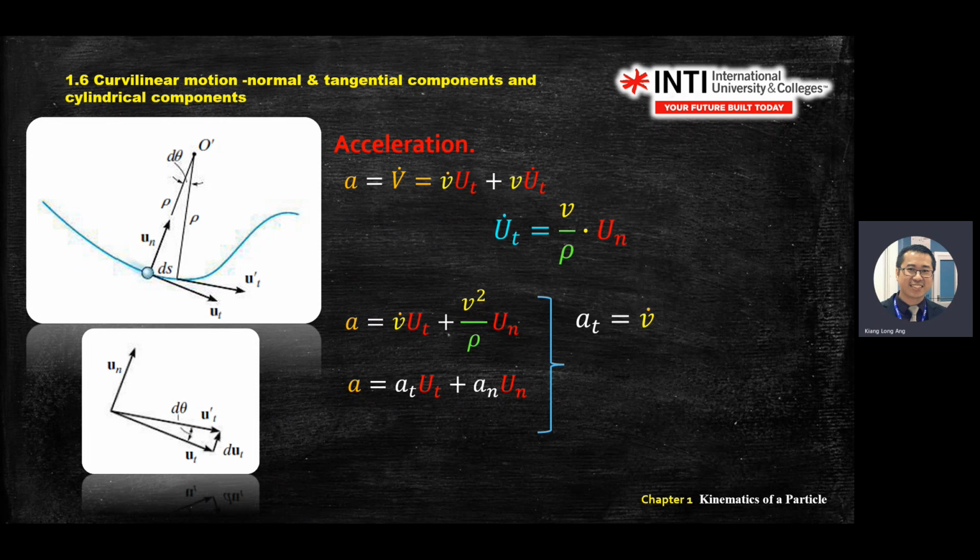What is your a n? You need to memorize. a n is v squared divided by rho. What is rho? Radius of the curve. So memorize this equation. Every time you see curvilinear motion, write this equation, you'll get 3 marks. This one is important. I won't ask you how to derive the equation. I will ask you how to apply this equation.